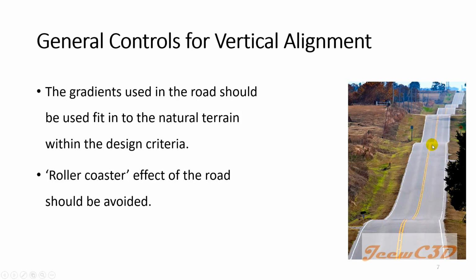So if you are here, you may not see a vehicle coming in this sag curve. So this is called the roller coaster effect. So you have to avoid that effect when designing the road, when you are following the natural terrain. So instead of that, you have to use a suitable method to avoid that effect and follow the natural terrain.